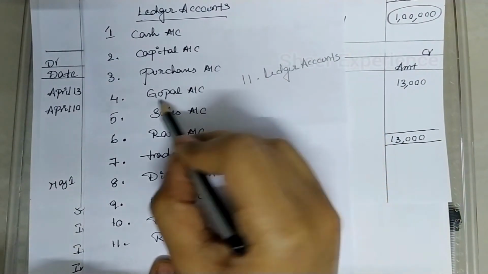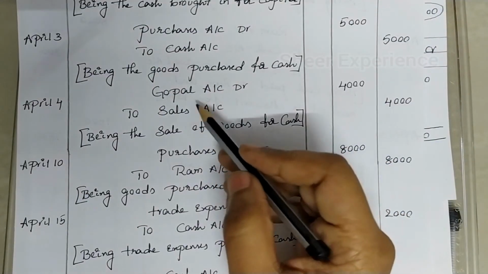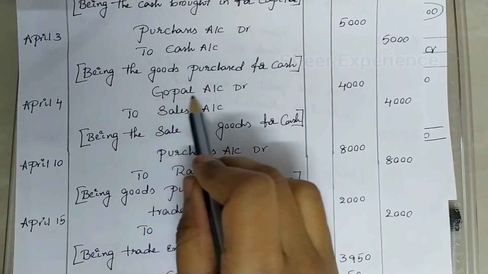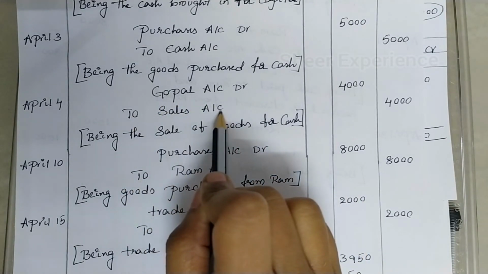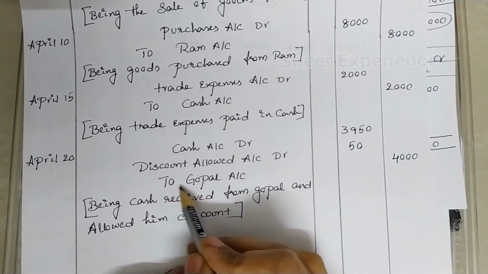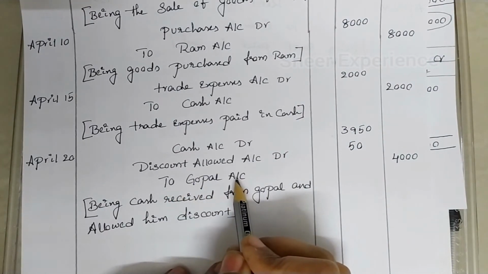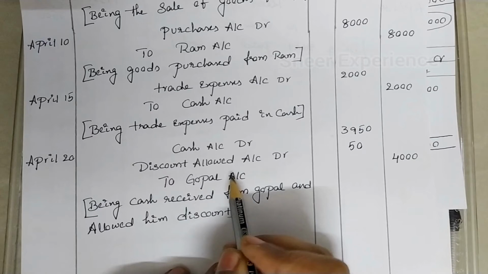Next is Gopal account. We have Gopal account in two journals. Here sales is credited. We will debit it in the ledger, and cash is debited. We will mention it on the credit side. Along with cash we have discount allowed, that is debited. So we will mention it on the credit side in the ledger.